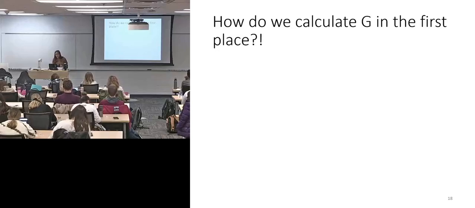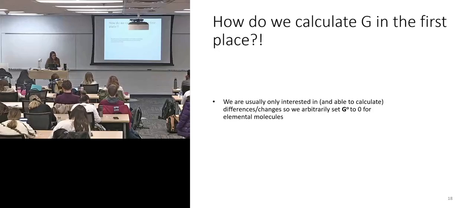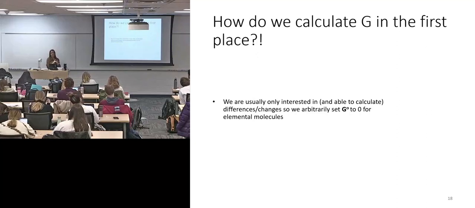So how do we calculate G in the first place? We're usually only interested in, and only able to calculate, a difference or a change. So what we do is we arbitrarily set standard free energy to zero for elements, okay? So an elemental molecule, O2 for oxygen, H2 for hydrogen, let it be zero. And then we can do everything relative to the elements, or everything relative to zero.